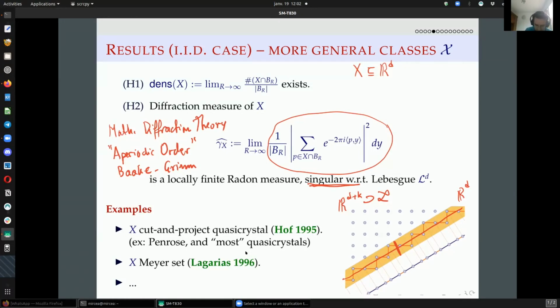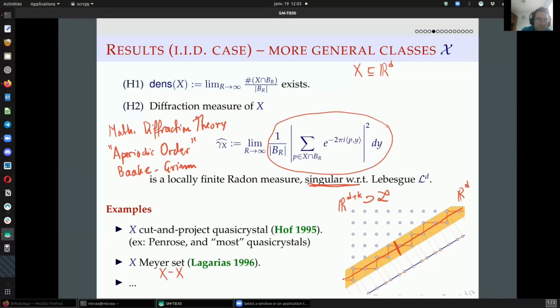Another kind of sets is the theory of Meyer sets, which also enter into this hypothesis. These are sets such that X minus X, the Minkowski difference of X with itself, is discrete, uniformly discrete. Yep, these are Meyer sets. There are several classes of Meyer sets that also satisfy the H1 and H2 conditions. So these are the new sets that are included here besides lattices.